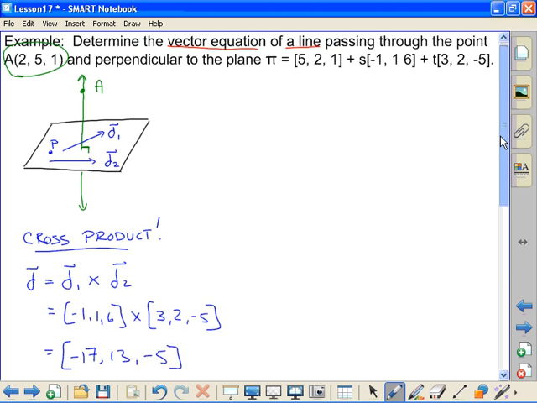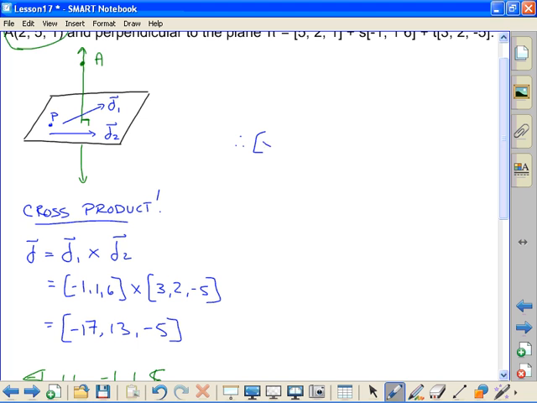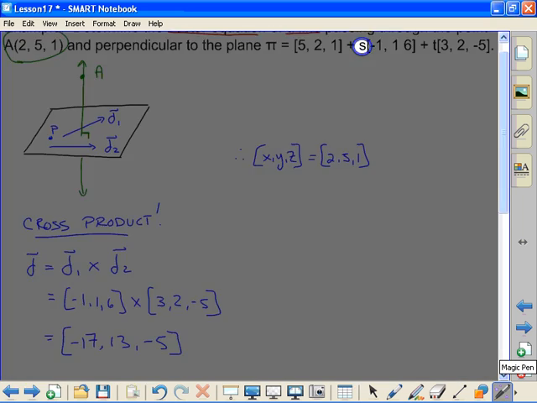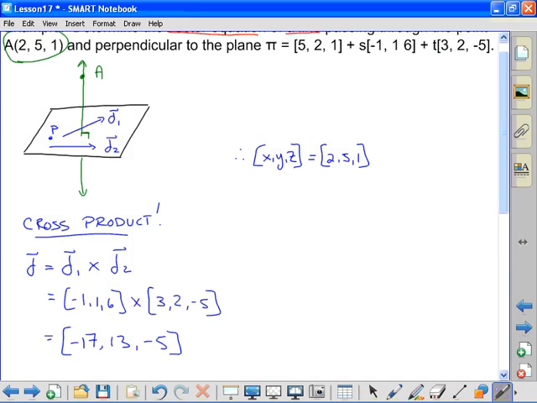So the vector equation of my line, x, y, z, will equal, point A again was 2, 5, 1. Now, I have to pick a different variable, and this goes toward your communication. I can't use S, I can't use T, so I need to pick a different variable. So let's go K this time, just to mix things up and walk on the wild side. And there is the resulting vector, which will be perpendicular to that plane.